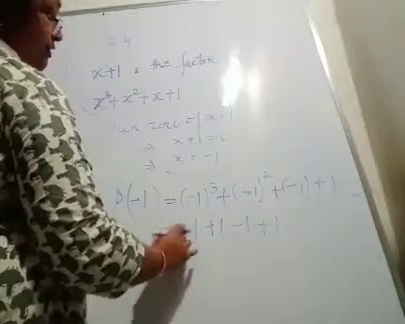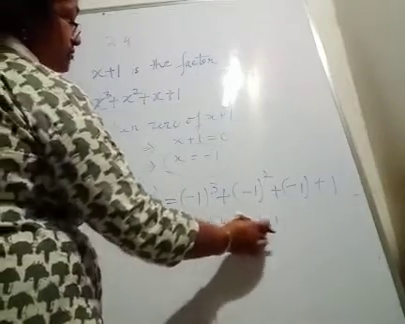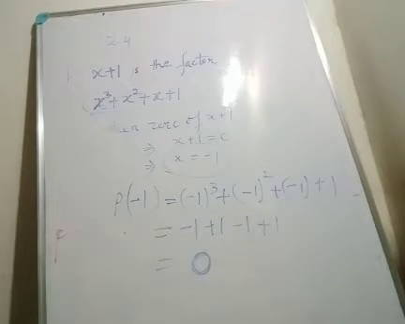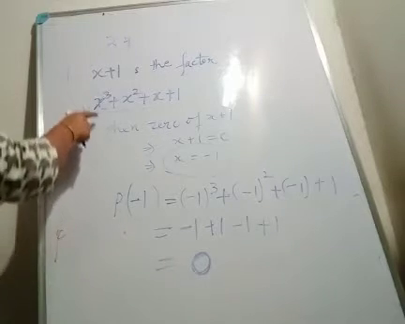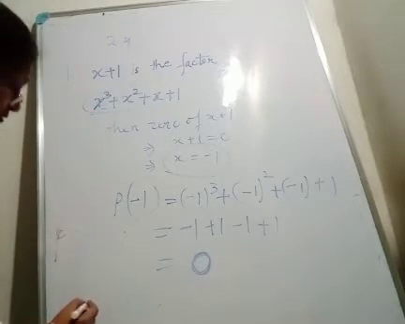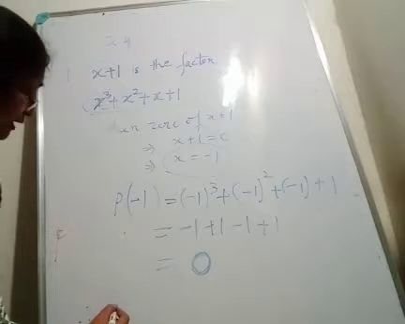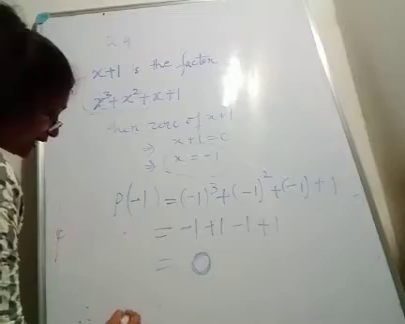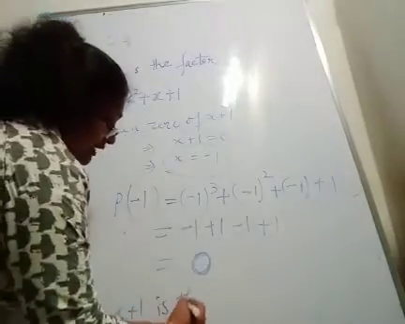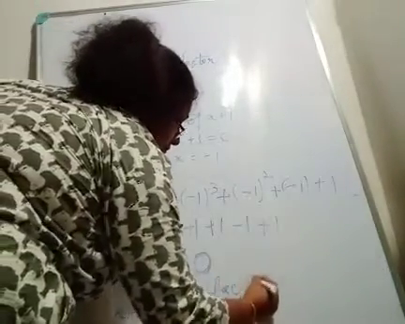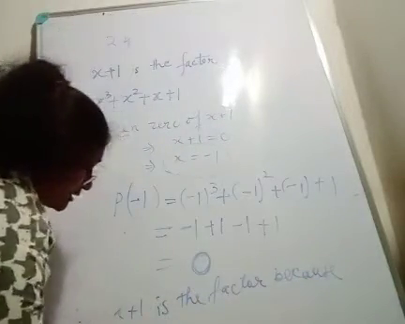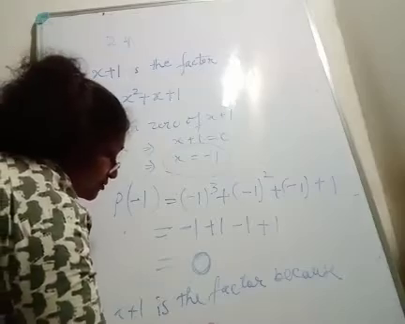So see here, minus 1 plus 1 is 0 and minus 1 plus 1 is 0. So after simplifying this, we get 0 as the value. So we can say that x plus 1 is the factor of x cube plus x square plus x plus 1. Therefore, write the conclusion. Therefore, x plus 1 is the factor because the remainder is 0.